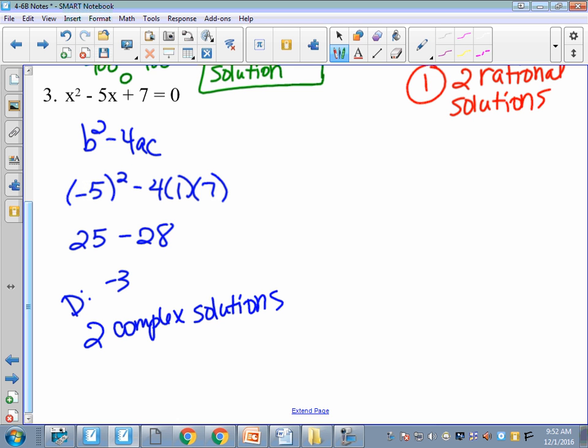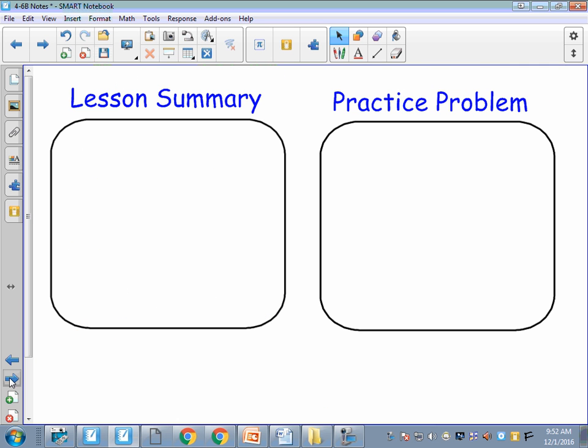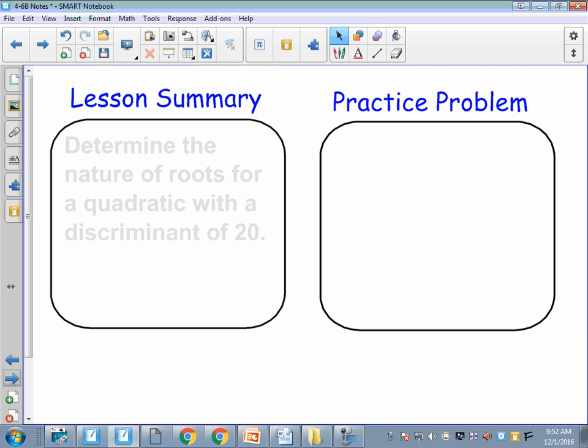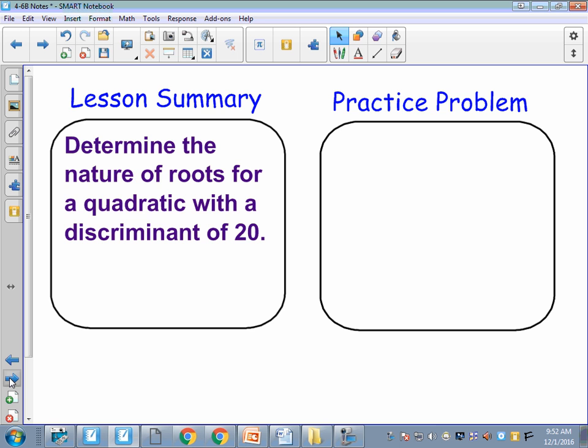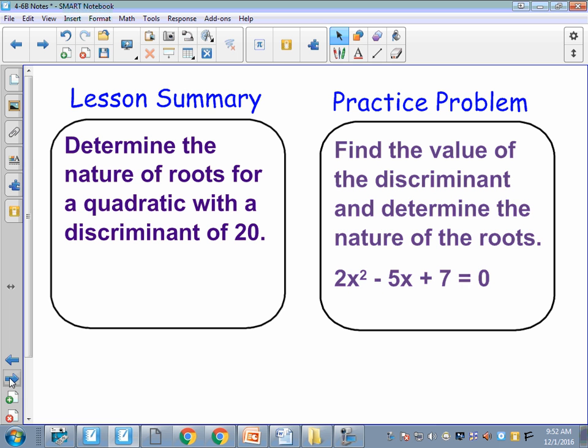That's pretty much a discriminant. So it's just vocab in mathematics, and knowing that number can help us. It kind of gives us some guidance as to what the solution should look like. So what I'd like you to do is describe or determine the nature of the roots for a quadratic that has a discriminant of 20. And then find the discriminant and determine the nature of the roots for that particular quadratic. Good luck.